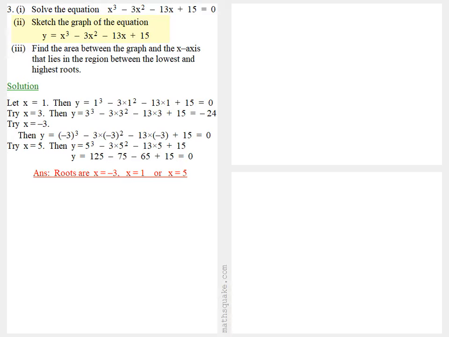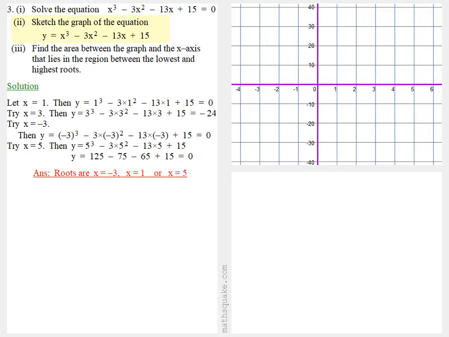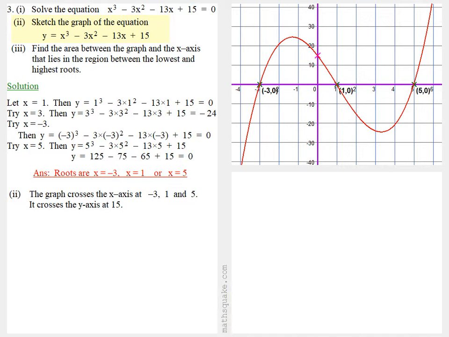Now in part 2 we're asked to sketch the graph of the equation y equals x cubed minus 3x squared minus 13x plus 15. Now the graph crosses the x-axis at minus 3, 1 and 5, and it crosses the y-axis when x is 0, so it crosses the y-axis at 15. Now we know it's a cubic equation, so it's a kind of S shape, and we can sketch it.